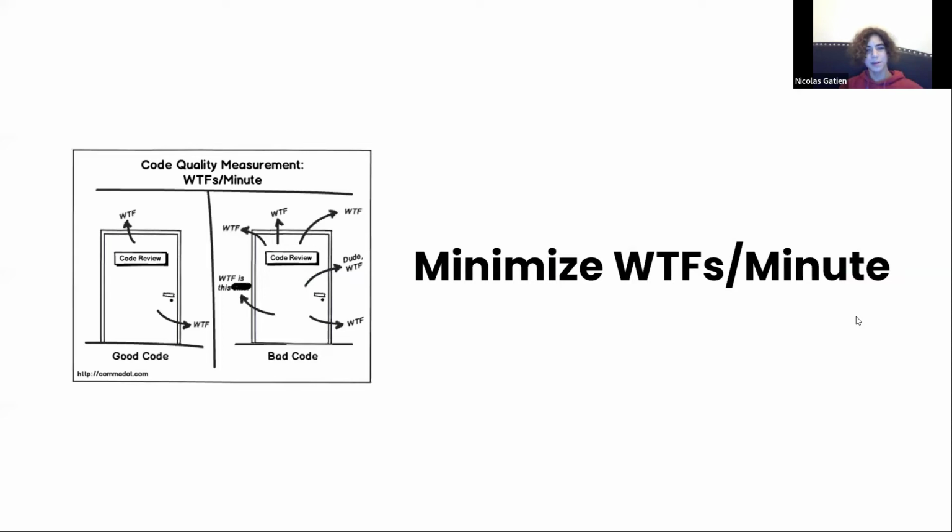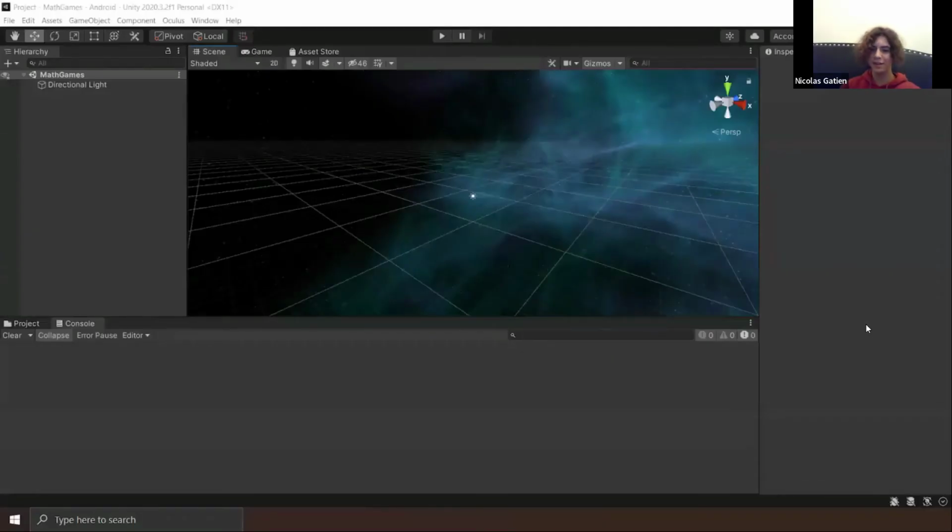The main design principle for this MVP is that I want to minimize the amount of what-the-fucks per minute while I'm coding this. So I need to make the code as clean as possible so that later on I can build onto this and add more complex concepts, because for this MVP I'm only starting off with linear equations just to prove that it can work. So let's start with an empty Unity scene.